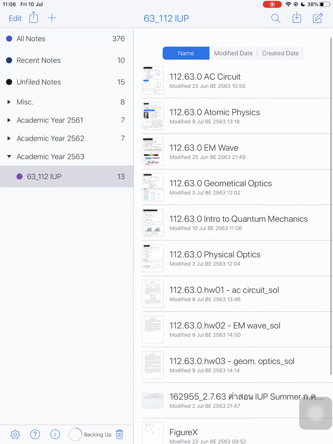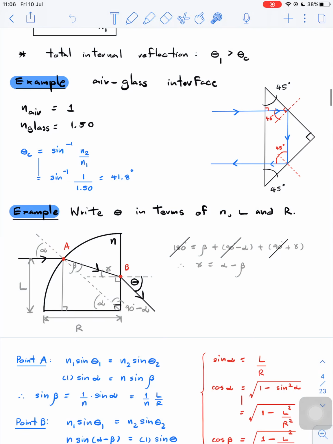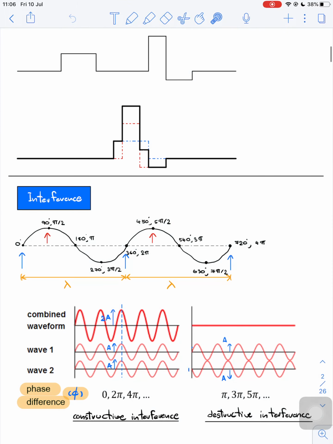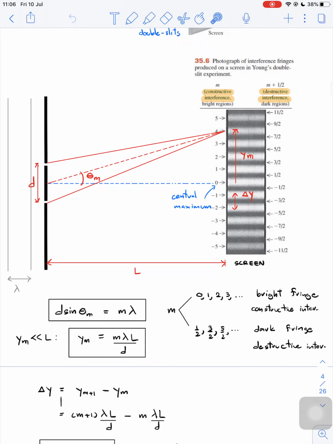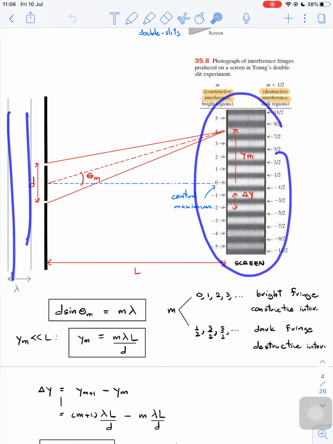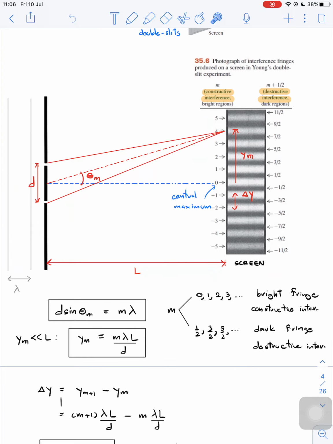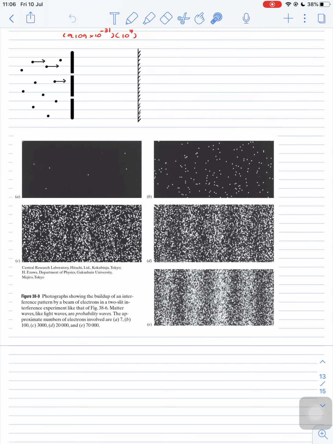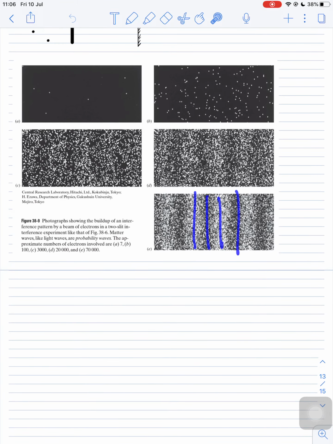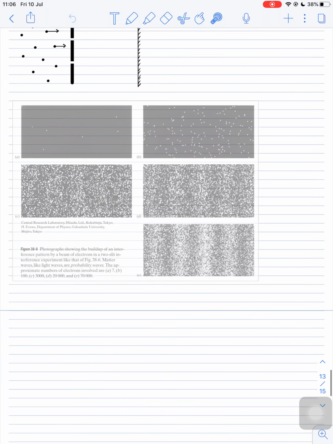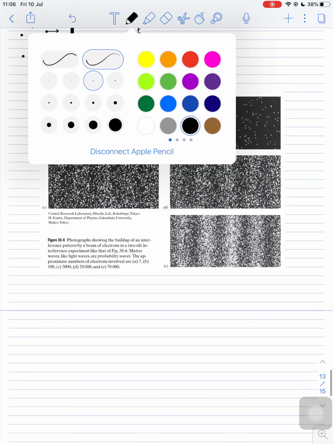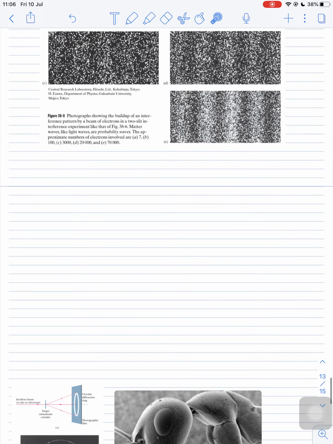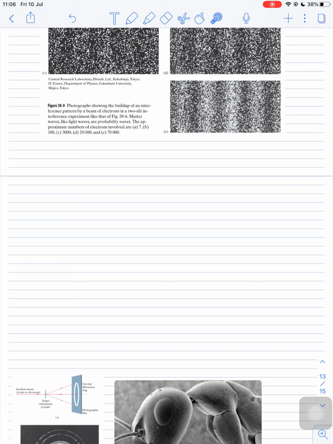So let's look at this one, not the geometrical optics, the physical optics. We see the same type of pattern. When visible light passes through the double slit, we can see the bright fringe and the dark fringe, and so on. The same goes for the electron wave. We can see the bright and the dark. But one thing to keep in mind is that the bright fringe in this case is the position where we can find more electrons.